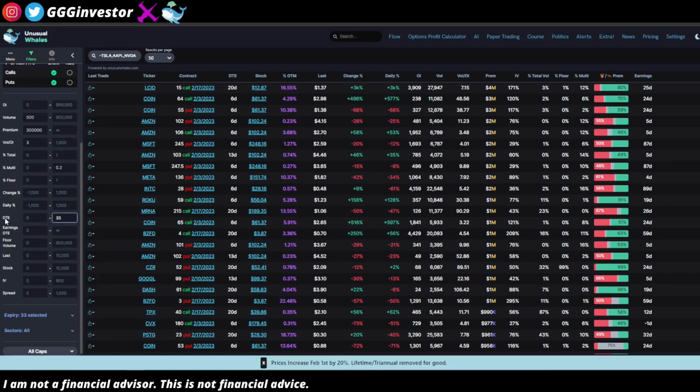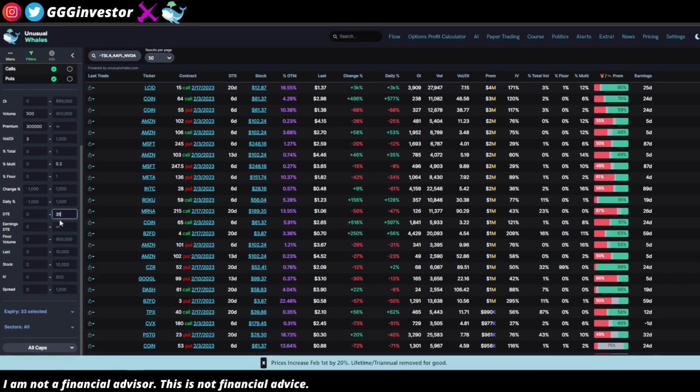So the last thing we're going to modify is the DTE, or the date till expiration, and we set that to 35 days. The reason I do this is because I am a short-term, maybe swing trader, and so seeing flow maybe 60 days out does not really affect my trading. And so we're just going to filter out anything further than 35 days. And like I said, these are just my settings, so you can definitely modify these to your liking. If you guys have any good setups or something that works for you, definitely drop those in the comments below.